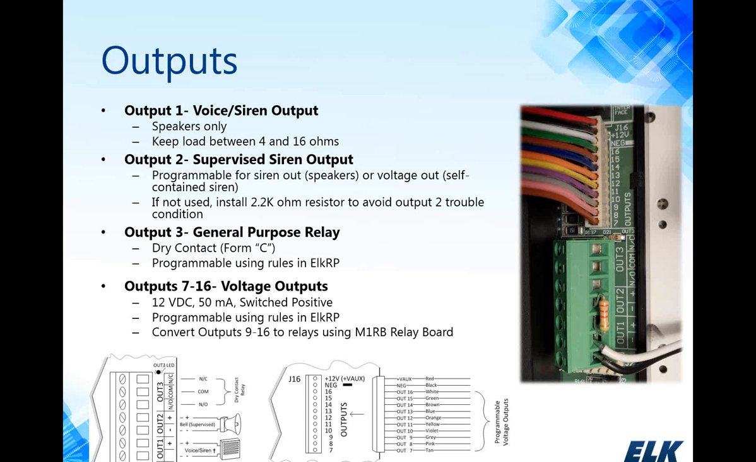Outputs 7 through 16, those are our low voltage outputs, and they are right here in the upper. We provide you with the flying lead wiring harness. Those are 12-volt DC at 50 milliamps each, switched positive. You can use this to control LEDs for remote visual indication of the status of the system, or you can use it to control other general purpose relays. Like I said, it's 12-volt DC at 50 milliamps each, and they are programmable using the ELK RP rules.